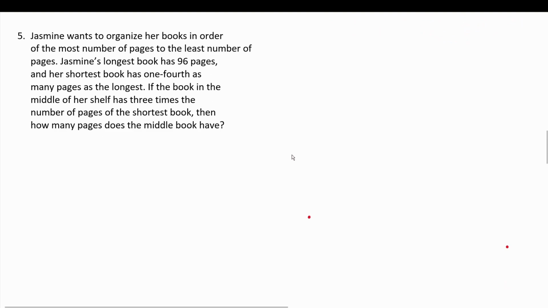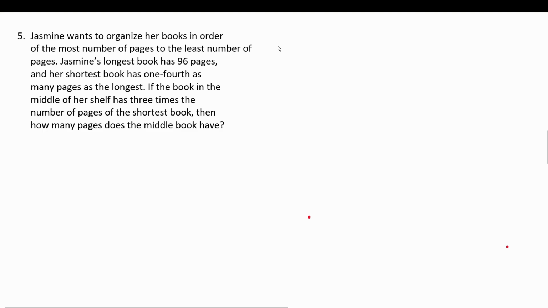Number 5 says, Jasmine wants to organize her books in order of the most number of pages to the least number of pages. Jasmine's longest book has 96 pages, and her shortest book has 1/4 as many pages as the longest. If the book in the middle of her shelf has 3 times the number of pages of the shortest book, then how many pages does the middle book have?